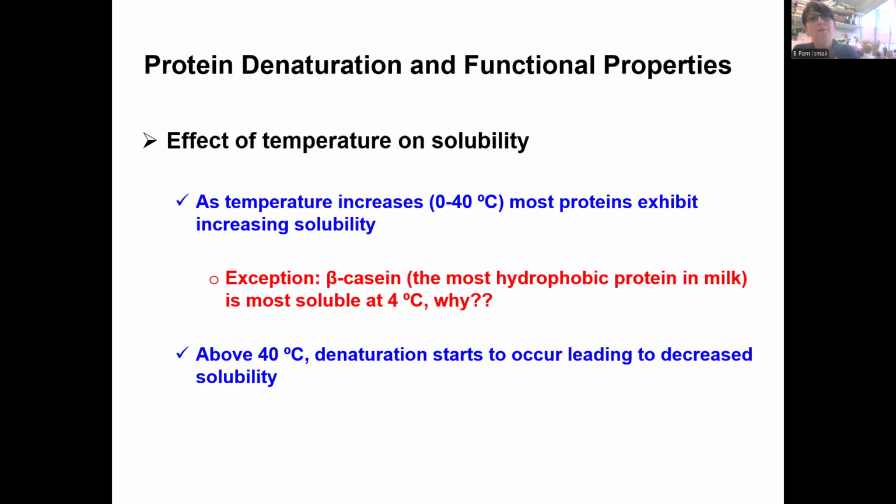So they're going to be weakened with lower temperature, so the beta casein will leach out of the micelle and become a little bit more soluble in the whey fraction. So that's the exception here. And this just reminds you that temperature also impacts hydrophobic interactions, and at lower temperatures, hydrophobic interactions are weakened. Okay.